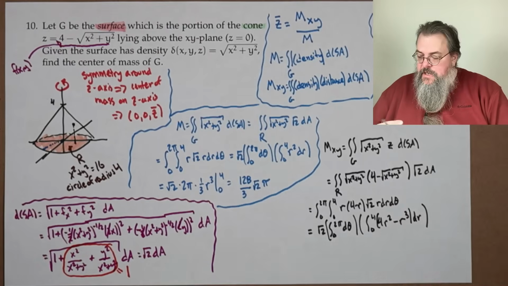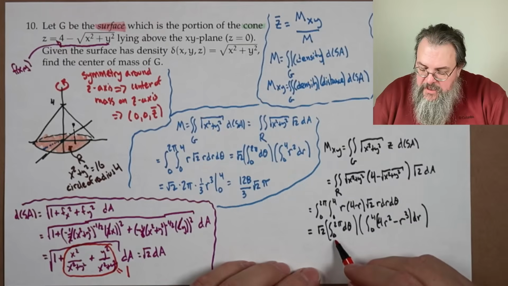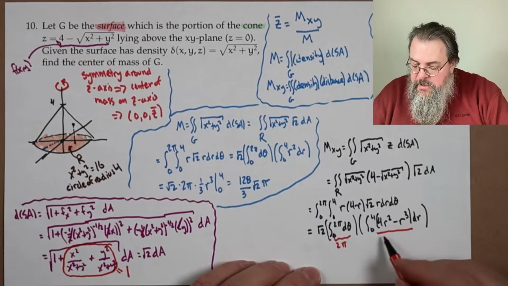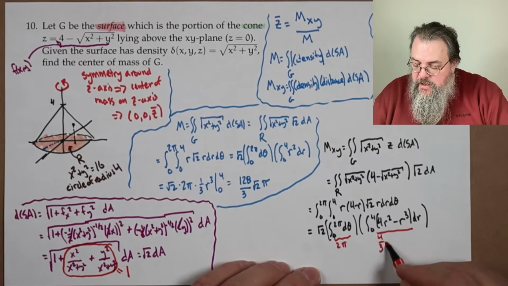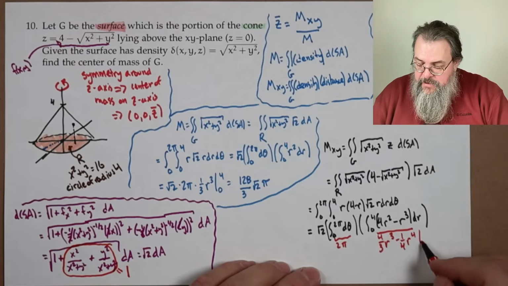Okay, well, the first part, that's quick enough, we can do that. That's 2 pi. Here, this will become 4/3 r cubed minus 1/4 r to the 4th. And then we're going to evaluate from 0 up to 4.